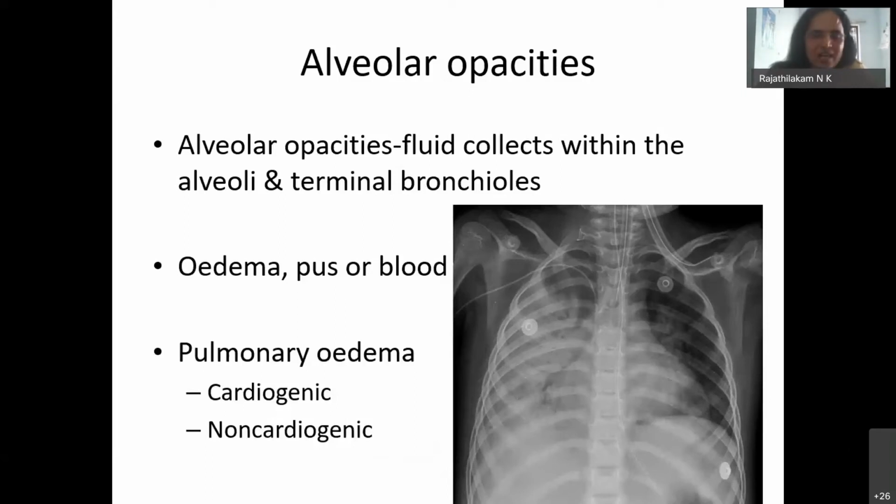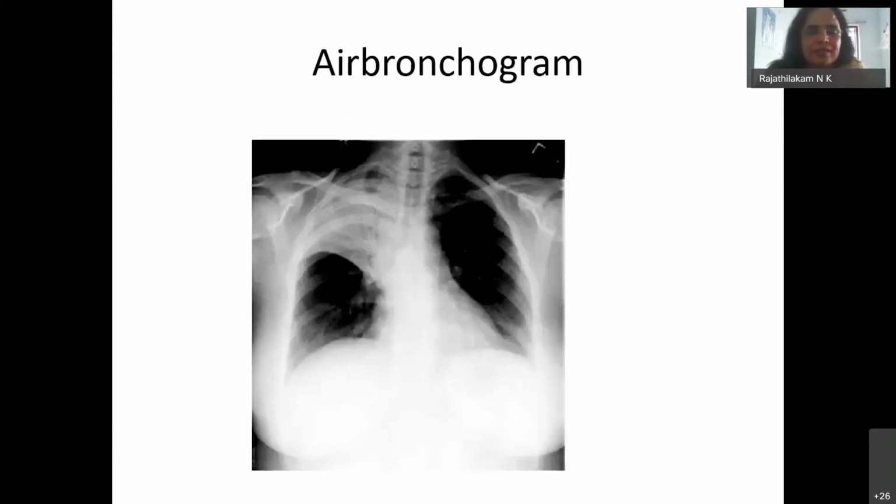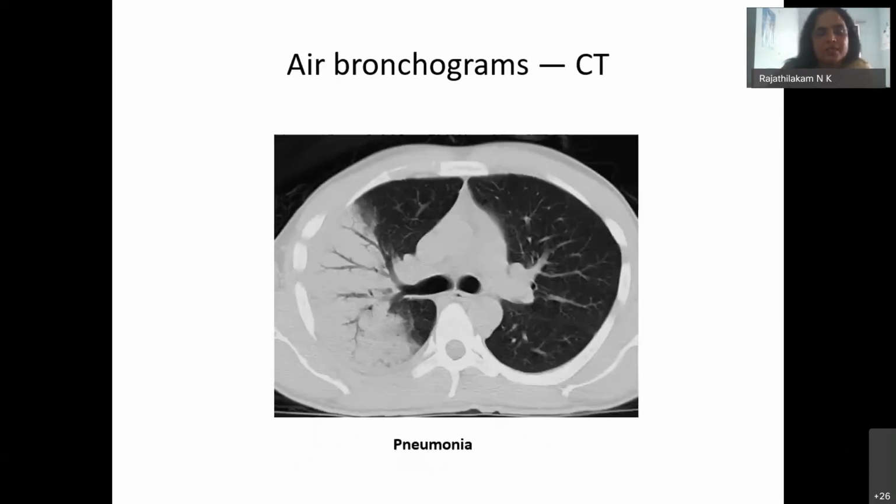Dr. Benny, please note. Next slide. This is a case of alveolar opacities. This is pneumonia. Air bronchogram is seen. Next slide. This is the air bronchogram. Here the air bronchogram is seen. Next slide, the CT. CT picture, air bronchogram is clearly visible. Next slide.